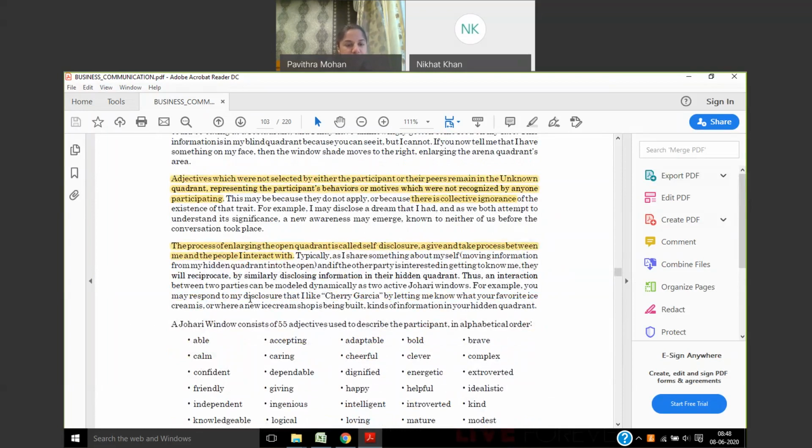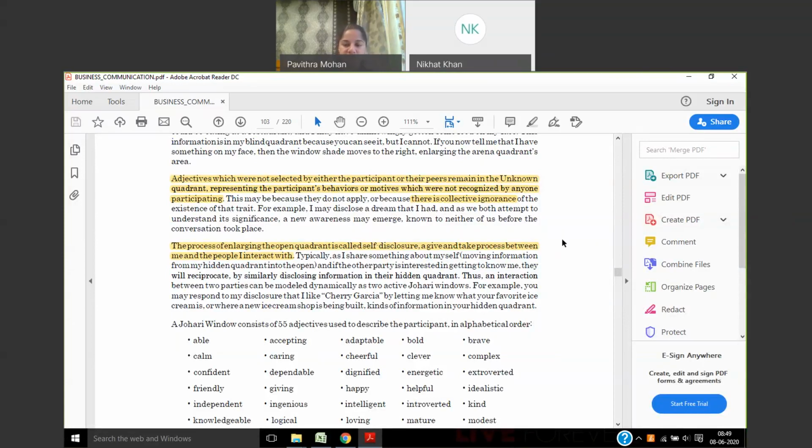You may respond to my disclosure that I like a particular ice cream by letting me know what your favorite ice cream is. Sorry, I'm explaining the next one, I had to explain this one. For example, I may disclose a dream that I had, and as we both attempt to understand its significance, a new awareness may emerge, known to others, known to neither of us before the conversation took place.